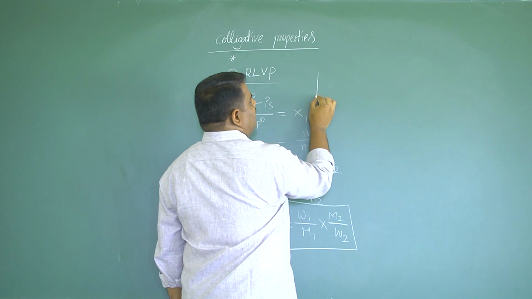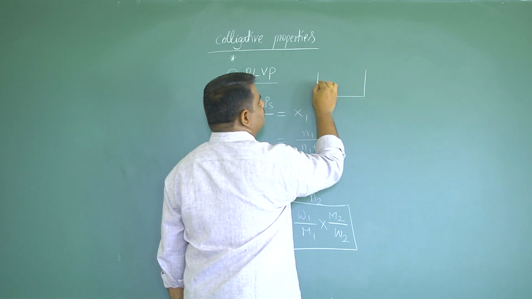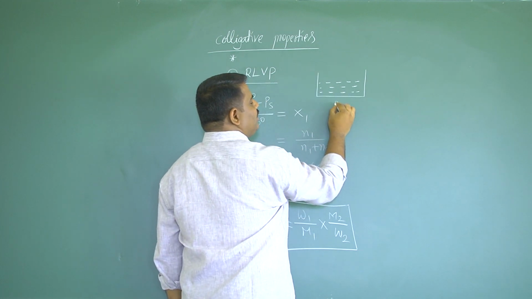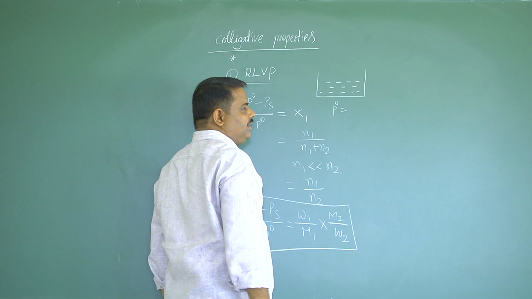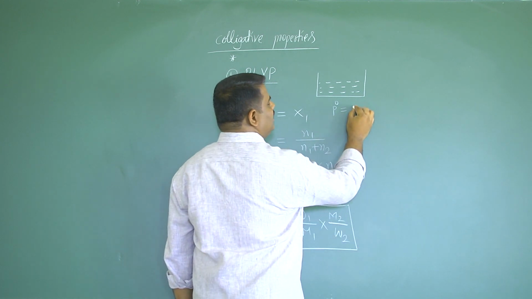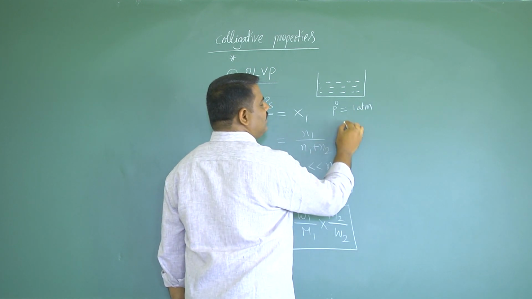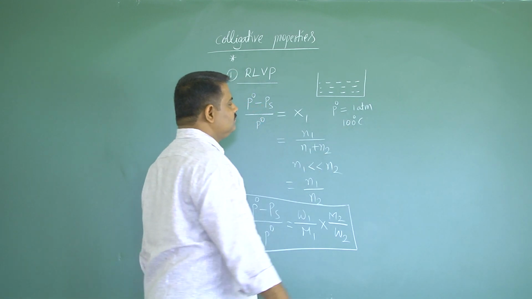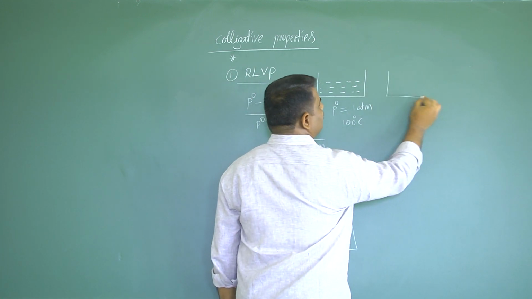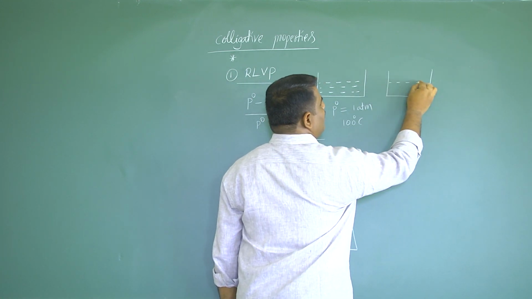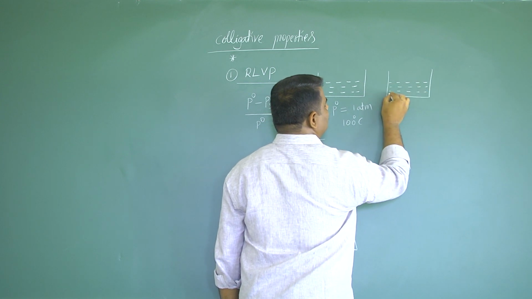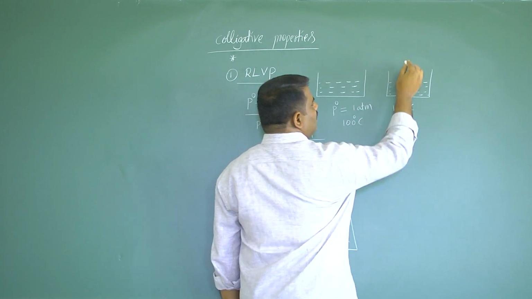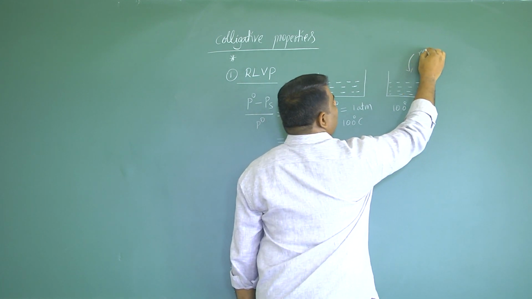Now here I am taking pure water. Here vapor pressure of pure water is denoted by P naught and it is 1 atmosphere at 100 degrees Celsius. Whereas in second condition, to the same amount of water at same temperature, non-volatile solute is added.